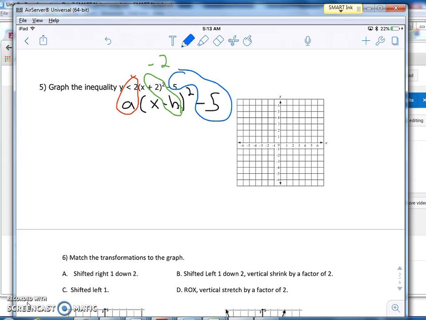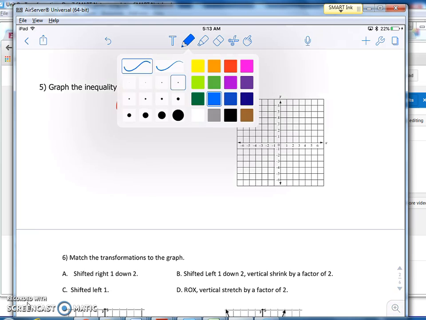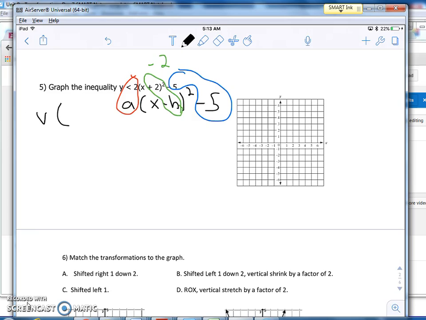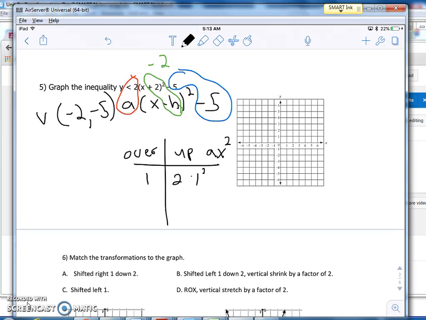So with the h and k, that tells us the vertex. So we know that the vertex is at -2 is your h value, and -5 is your k value. That gives you the starting point. From there, we're going to move up and over according to A. So here's our over. The up is always just ax squared. That's what the up is. So if x is 1, if the over is 1, it's going to be 2 times 1 squared, which is 2. If the over is 2, it's 2, your a value, times 2 squared.